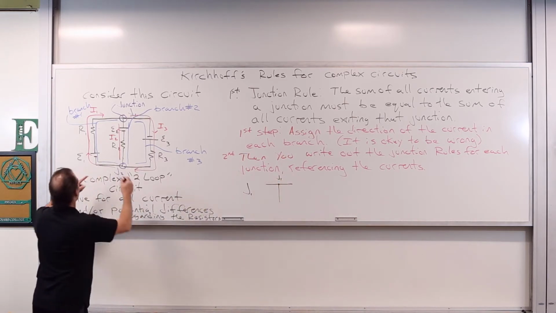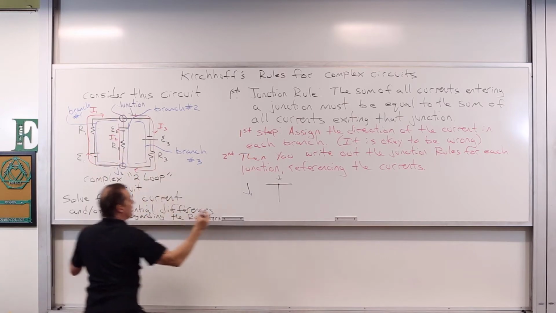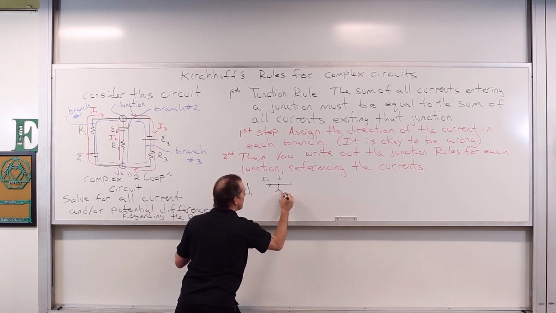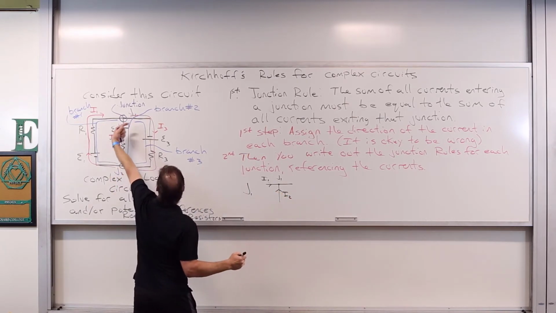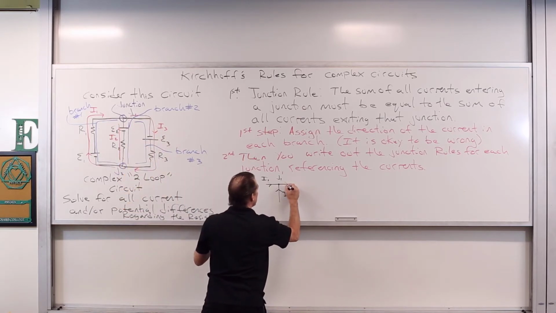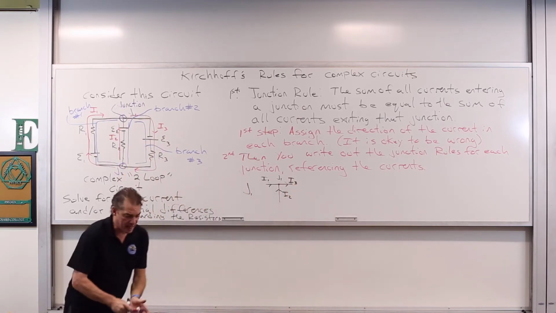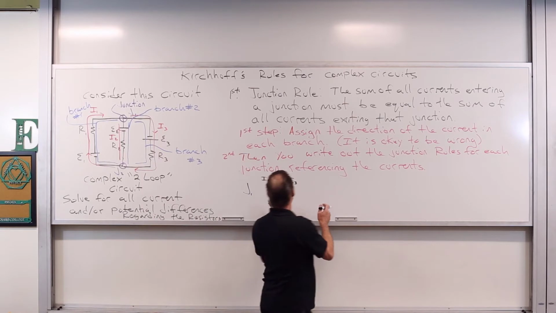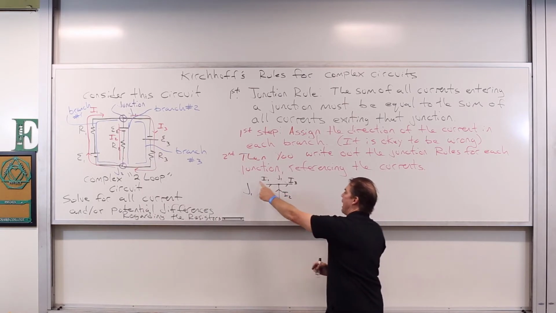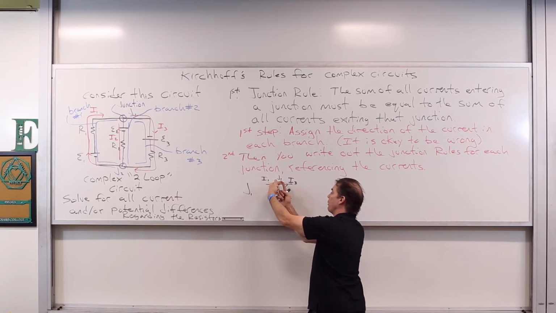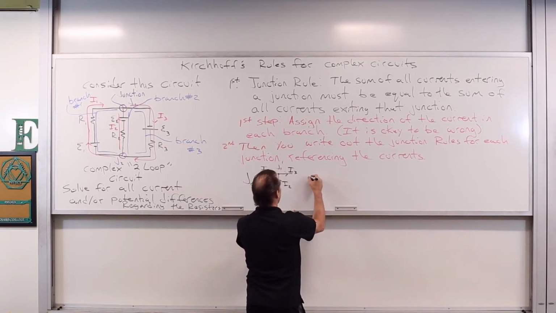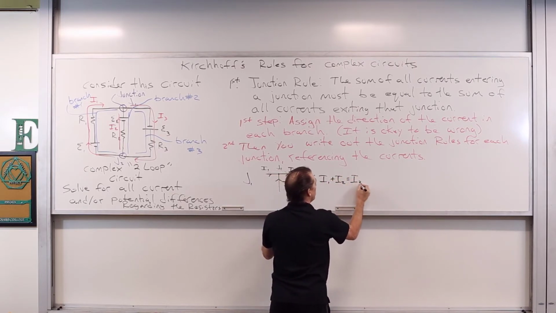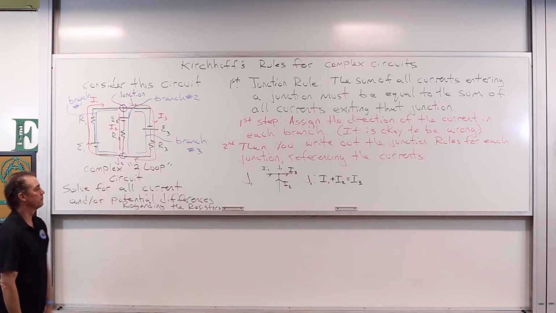I can say, what direction is I1 coming into that junction? I1's like this. I2's going up, so I2's like that. And I3's going around that way, so I3's like this. So what's the junction rule for this? Kirchhoff says the sum of all currents entering must be equal to the sum of all currents exiting. What's entering? I1 and I2 are both going into the junction. What's coming out? I3. So the junction rule for J1 would be that I1 plus I2 is equal to I3.